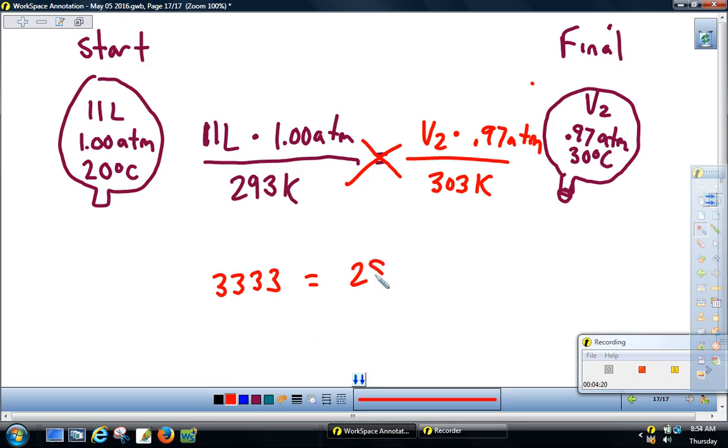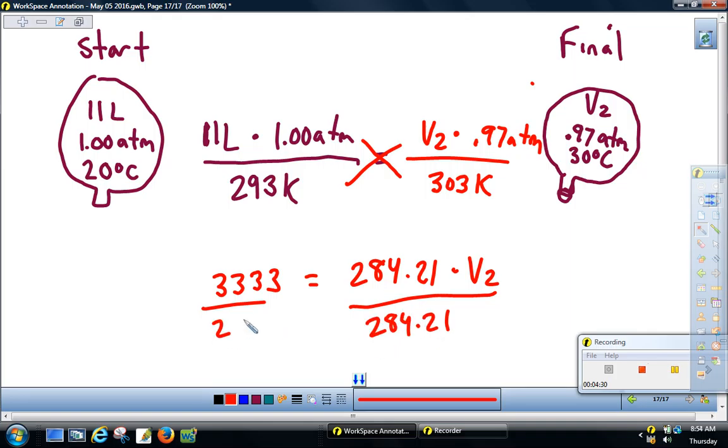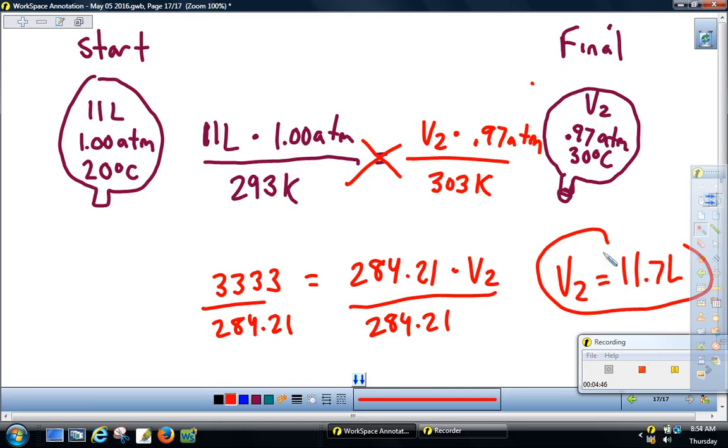And that's equal to 293 times 0.97, which is 284.21 times V2. And we need to divide both sides by what we're multiplying V2 by, which is 284.21. So 3,333 divided by 284.21, we get about 11.7. So V2 is equal to 11.7 liters, which is bigger as we expected. So that's how we use the combined gas law.